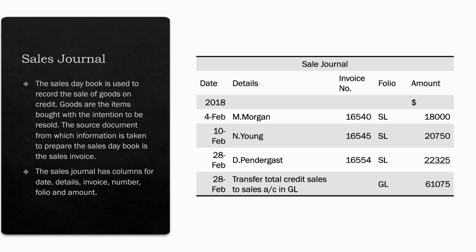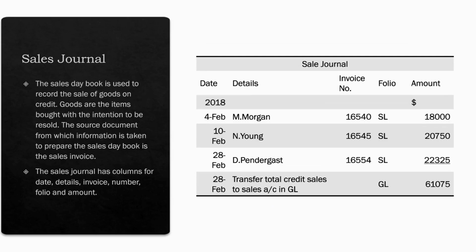Now, the sales journal is also known as the sales daybook, and remember that this is a type of book of original entry. Now, what is the purpose of the sales journal? It is to record the sale of goods on credit. So, if we sell goods to a customer and that customer paid cash, you will not find that transaction in the sales journal. They have to buy the goods from you on credit.